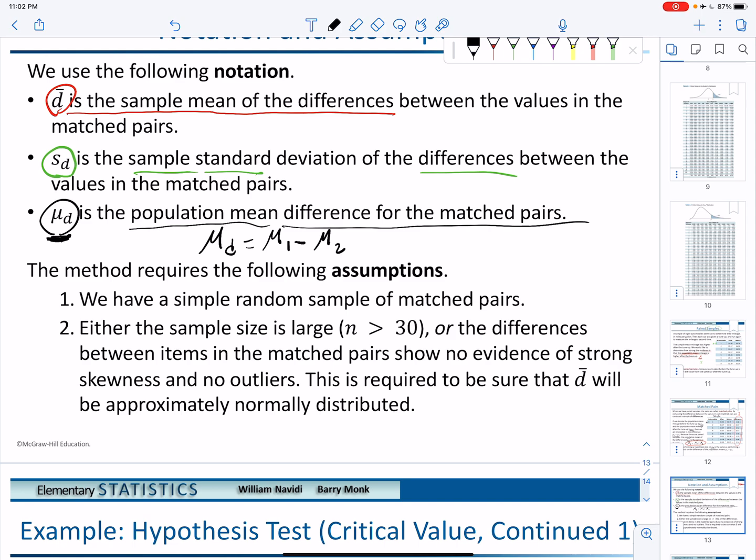Okay, some of the assumptions. The method requires the following assumptions: that we have a simple random sample of the matched pairs, and that either the sample size is large, that would be n, the sample size must be greater than 30, or the differences between the items in the matched pairs show no evidence of strong skewness or outliers. This is required to be sure that d bar will be approximately normally distributed.